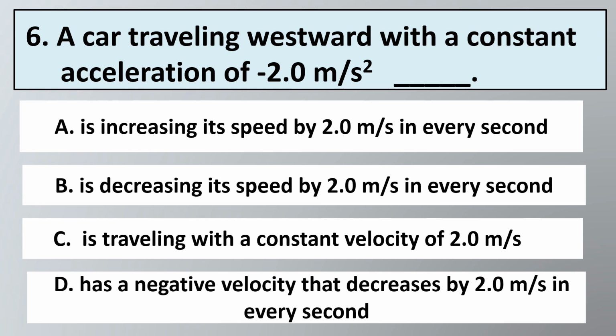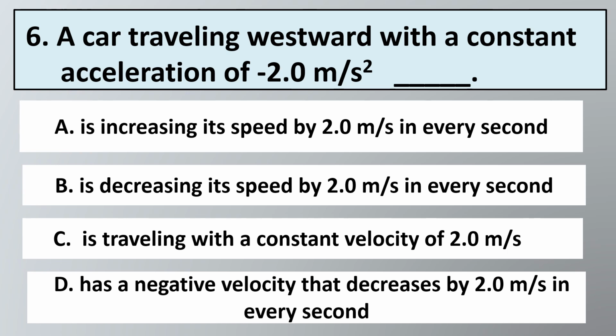But then again, it also says that the car decreases its velocity by 2 meters per second in every second. So the keyword there is decreases. What is going on with the velocity that is directed towards westward? It is decreasing. So we are in fact referring to the acceleration that has a value of 2 meters per second in every second.